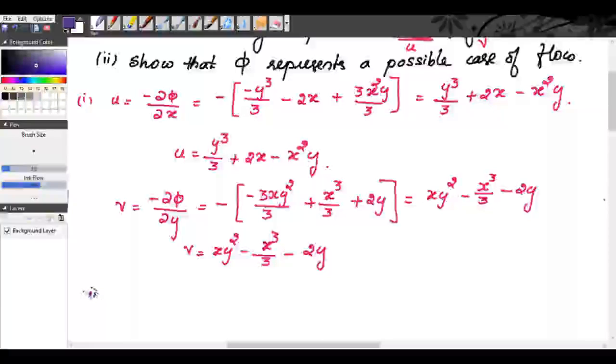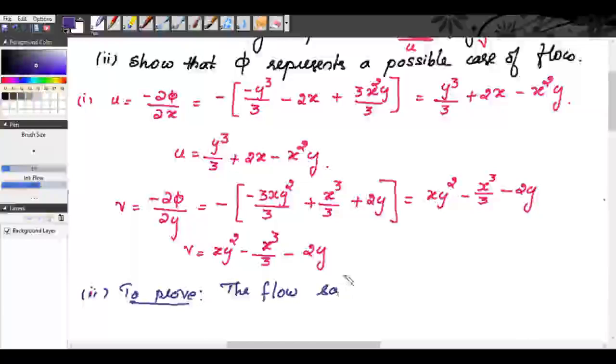So second case, we need to prove this flow satisfies the Laplace equation. Okay, so we have to prove the flow satisfies the Laplace equation.